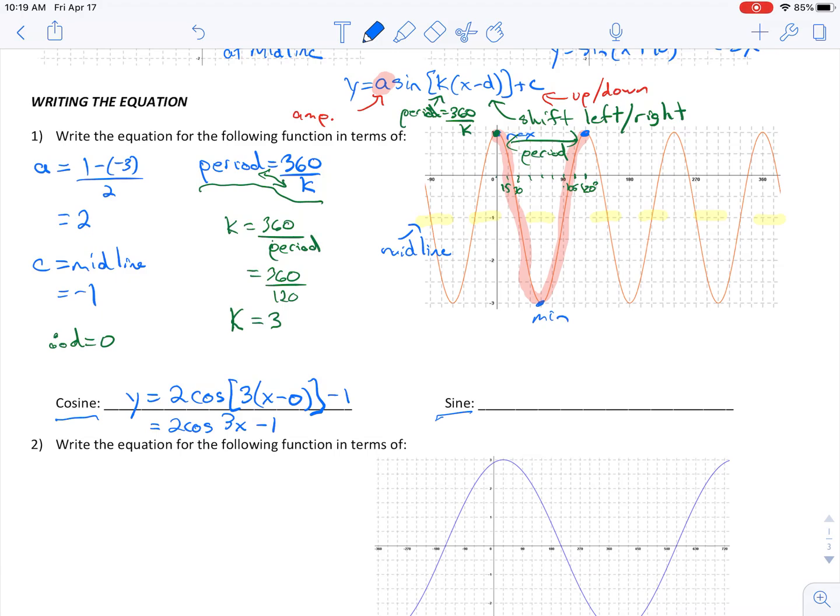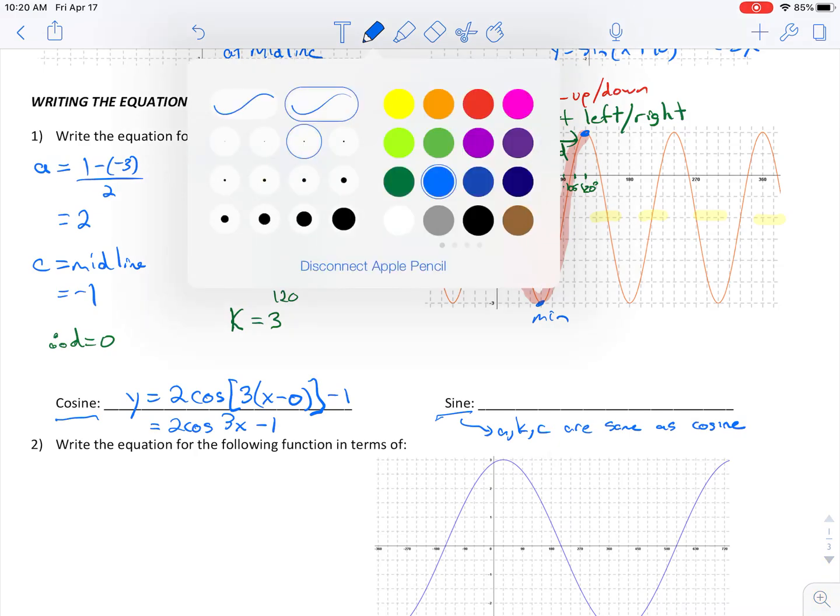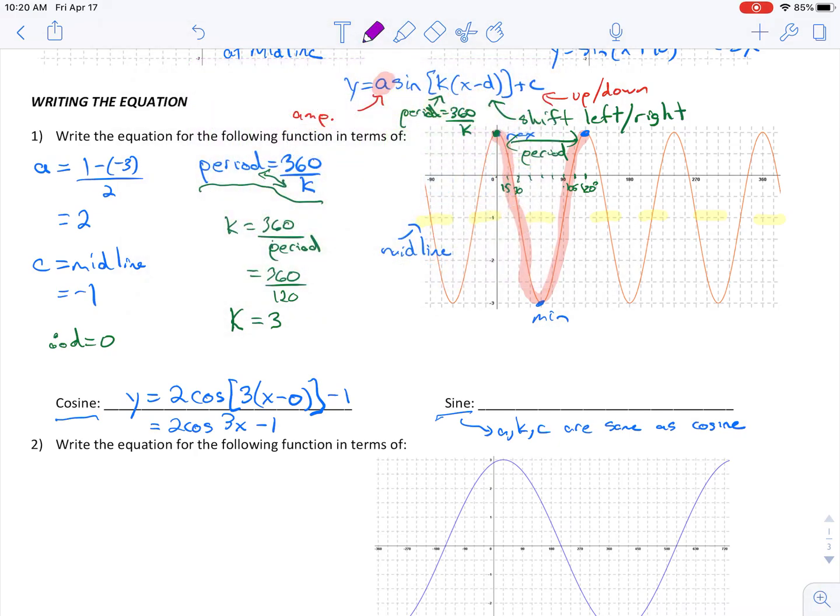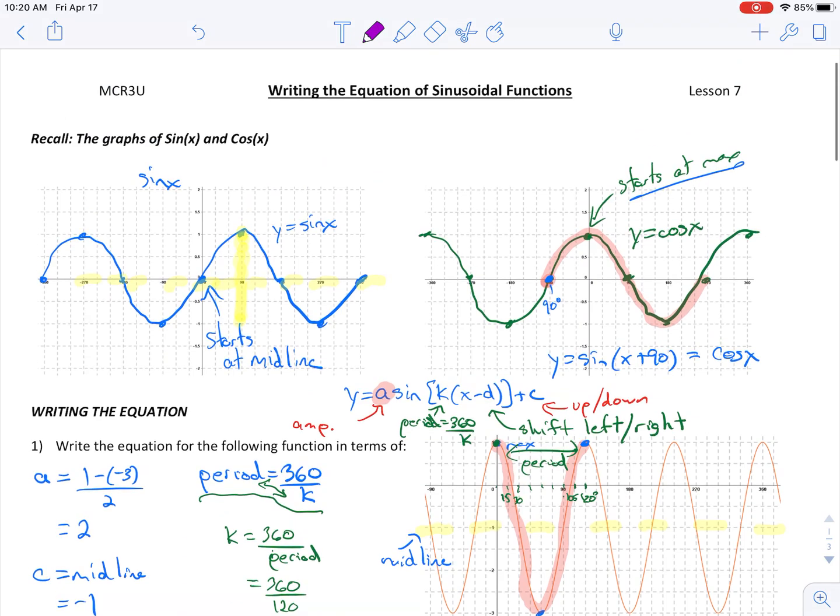So the next part is to get sine. What's nice is that once you have A, K, and C, they are the same for sine and cosine. The amplitude, the period, and the vertical shift don't change for sine and cosine. So I'm just going to write that in. A, K, and C are the same. So once you get those figured out, you don't have to do anything for the second one. So here, what I do need though is where it's been shifted.